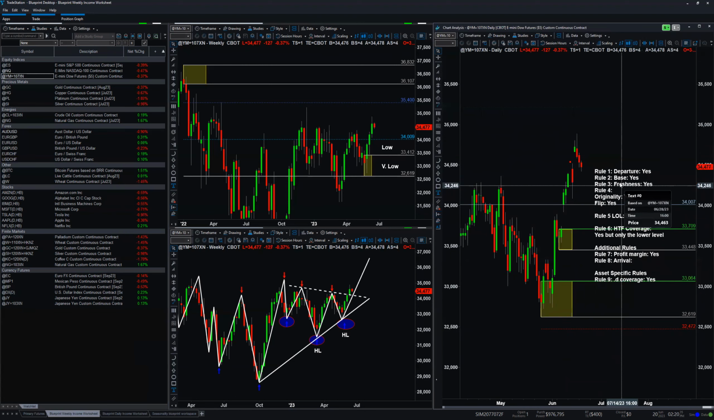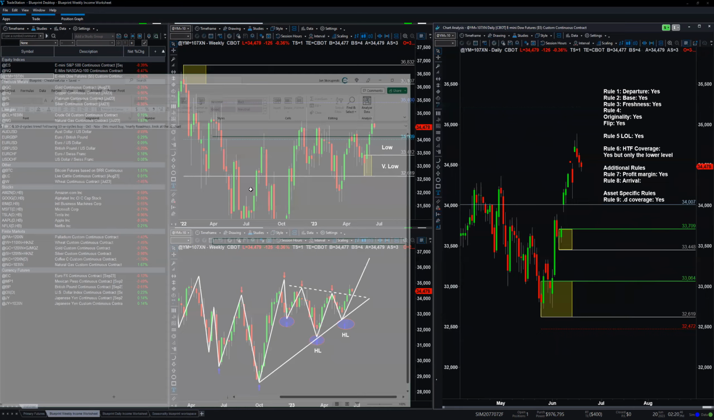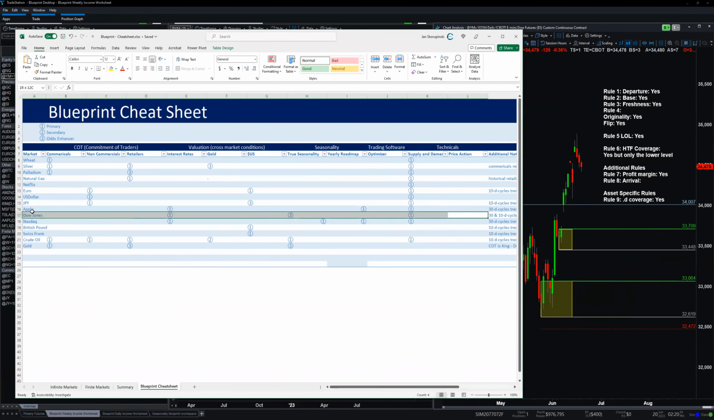So now all there's left to do, and something maybe we should have done already anyway, is also look at the fundamentals, right? Just to refresh your memory, when we look at the Dow Jones, what are we going to do? Are we going to look at the COT? Well, we could look at the COT, but it's not so important. What's much more important are interest rates. So interest rates we're going to look at true seasonality, and we're going to have to look at our yearly roadmap as well.